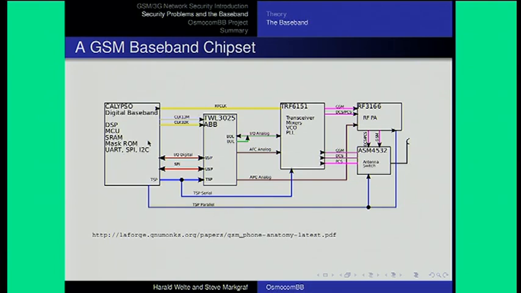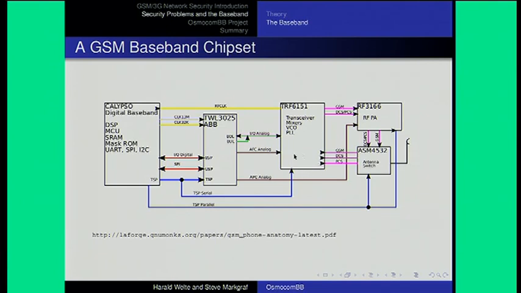It's like any random ARM7 microcontroller with a couple of GSM-specific peripherals inside. Next to that, we have the analog baseband, the ABB, which contains the analog-digital converter and digital-analog converter, to actually interface between the digital domain on the left-hand side and the analog domain on the right-hand side.